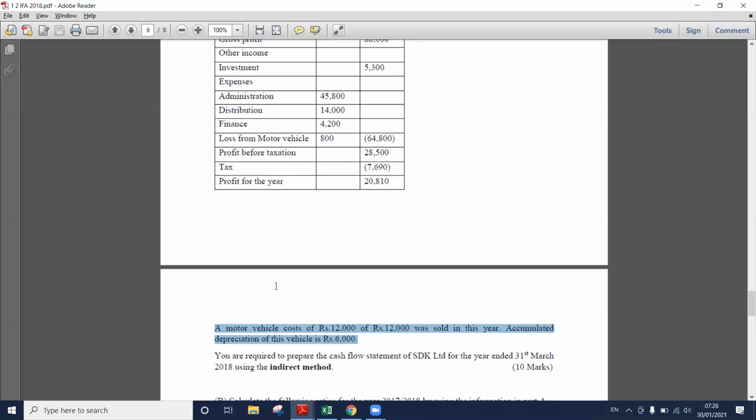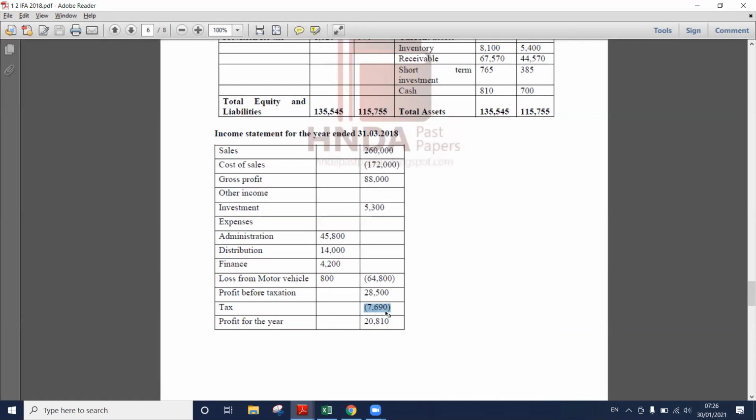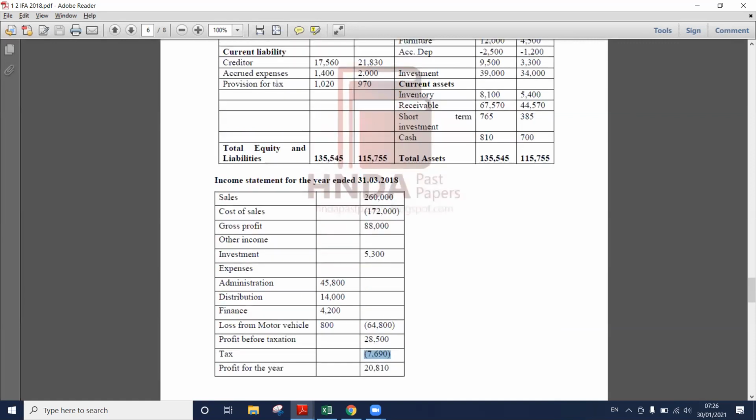Right. Then what else? Loss from motor vehicle, we were here. Profit before tax is the amount that we have considered at the top. And the tax amount is given 7,690, right? This is the tax expense for the year. But here, see, we have provision for tax. Right? It means the same amount we may not have paid in cash. ඒක තමයි මේ current liability එක අපිට ඇවිල්ලා තියෙන්නේ. Right? Provision for tax කියලා.